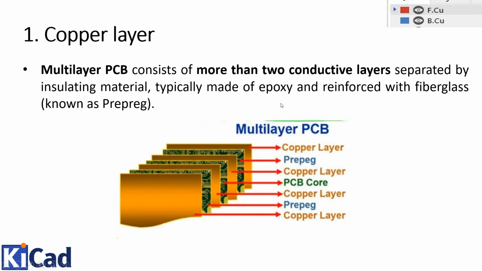Multi-layer PCB consists of more than two conductive layers separated by insulating material, typically made of epoxy and reinforced with fiberglass. If you are using a multi-layer PCB, then you have a copper layer, then you have a pre-preg layer or the epoxy or fiberglass layer, then again a copper layer, then again a pre-preg and a copper layer. In this way you can make a multiple layer PCB.